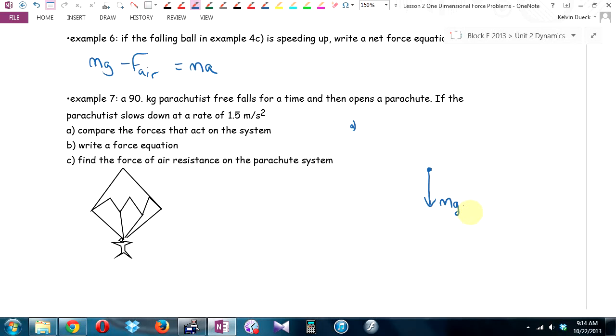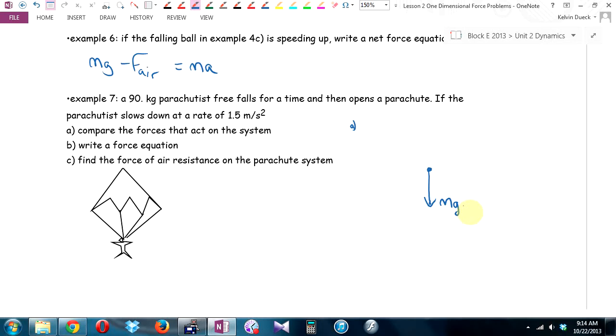Okay, so what are the forces acting on the parachutist? Get the obvious one, gravity. Is the parachutist in free fall? Not anymore. Pulled the parachute. So there must be a force up. Is it bigger or smaller than mg? Bigger. It's bigger because otherwise it'd still be accelerating down.